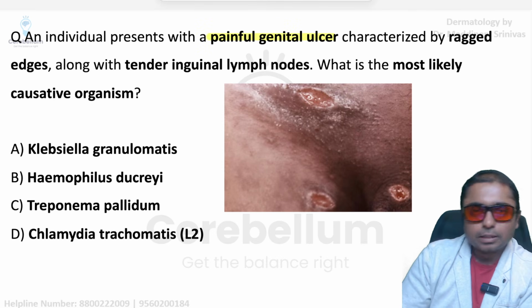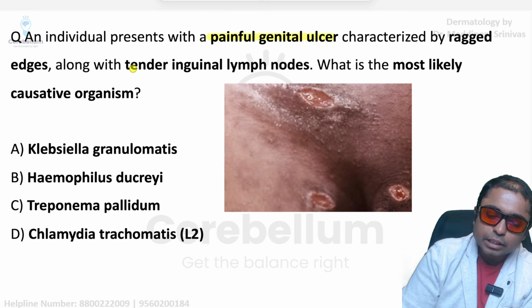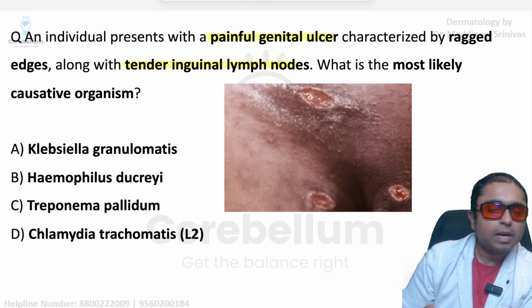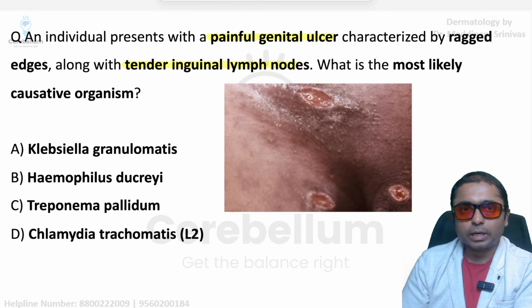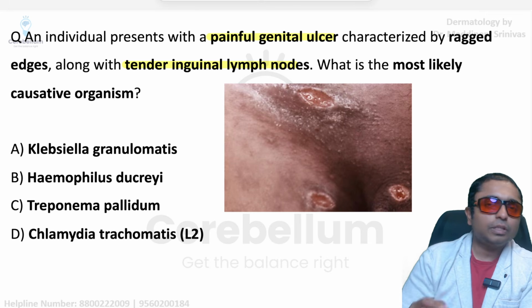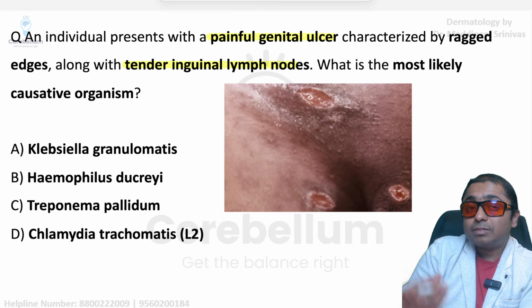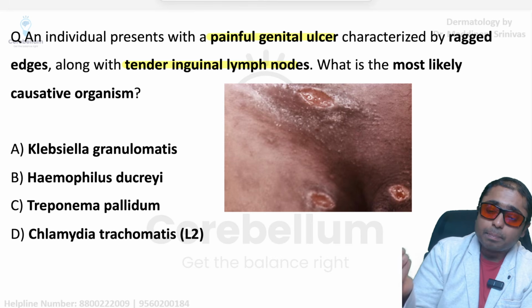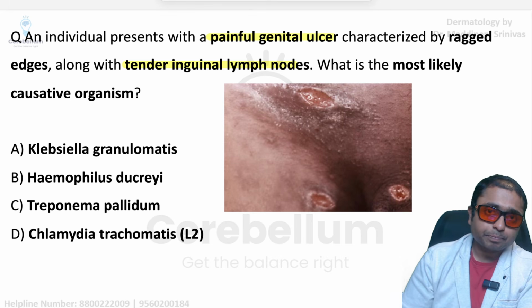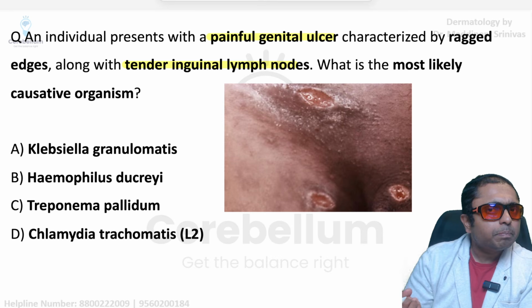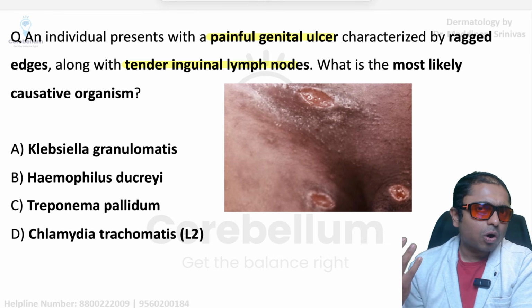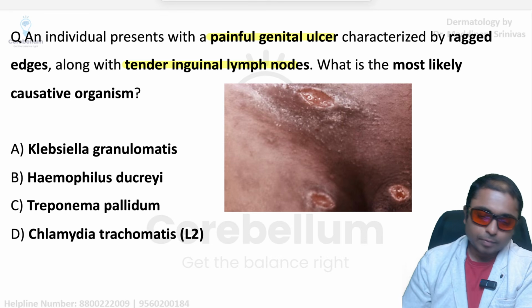Next, again a STD question. Painful genital ulcer, and there are ragged edges and there is tender inguinal lymphadenopathy. What is the most likely causative organism? So this was the question which was asked. And which STDs can present with painful genital ulcer and painful inguinal lymphadenopathy? It could be herpes genitalis or it could be chancroid, right?